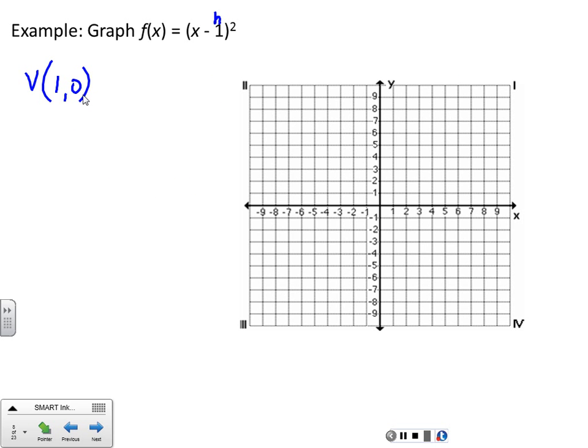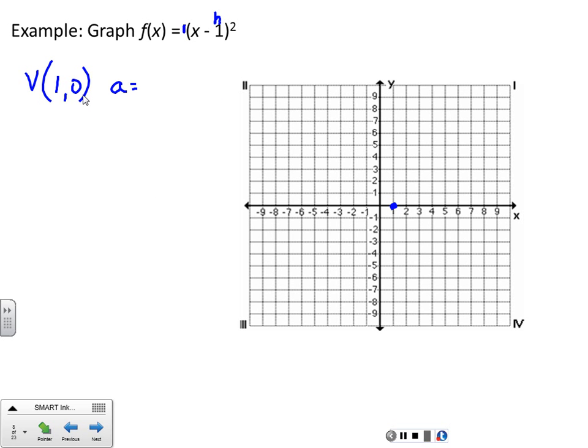Which means we have a shift to the right, 1. H shifts everything right and left. K shifts everything up and down. Okay? What is A?